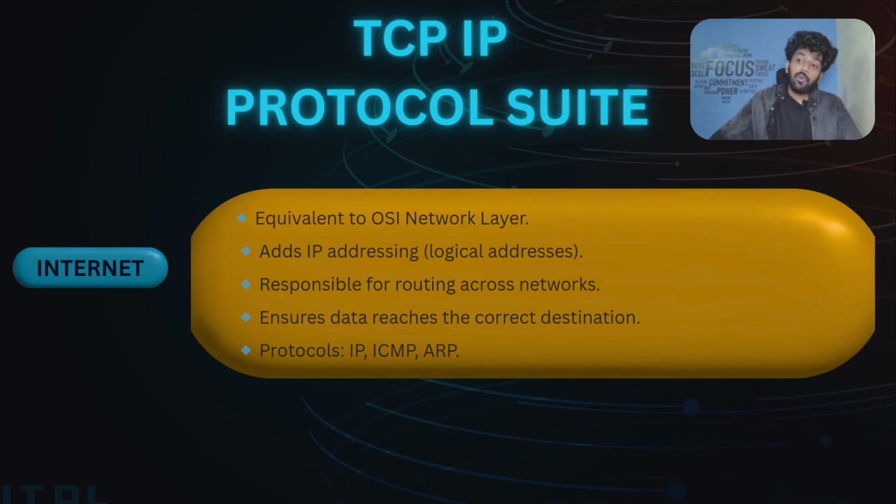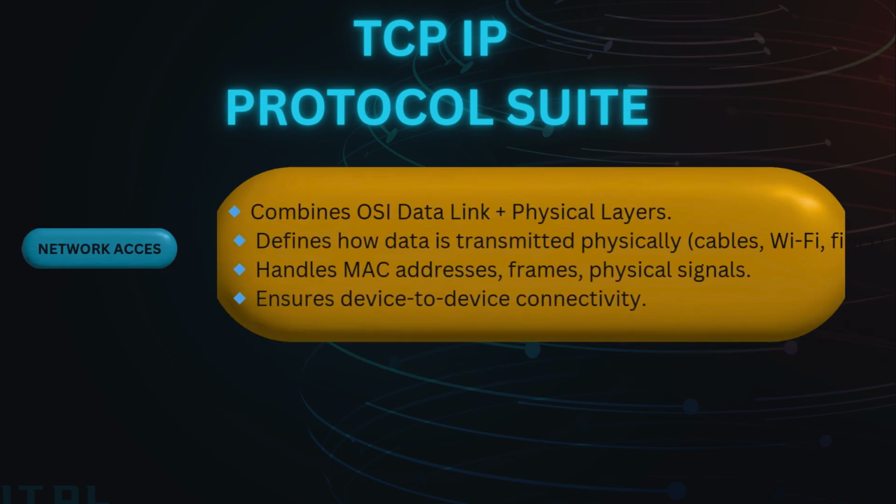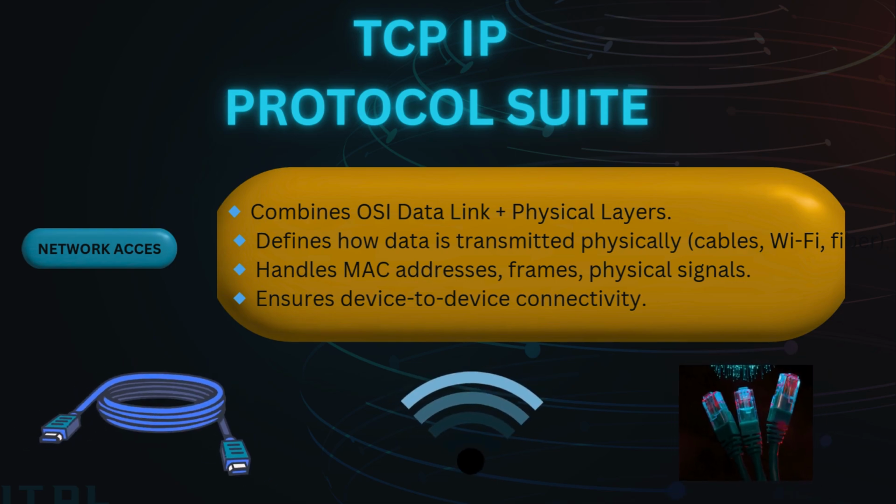Then move to the next and final layer in the TCP/IP protocol suite, that is the network access layer. In OSI terms, this is basically a combination of the data link layer and physical layer. These layers define how the data is actually transmitted over a physical network through cables, Wi-Fi signals or fiber optics. So this layer is all about the physical connectivity between two devices.